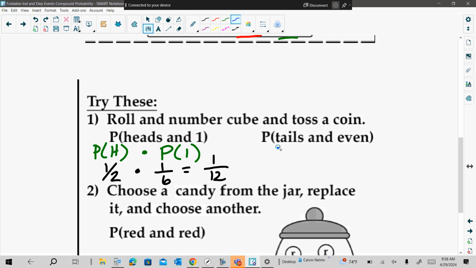All right, now we're doing probability of tails. So I'm going to put a T, and the probability of rolling an even, I'm going to put an E there. What's the probability of tails? 1/2. Yes. What's the probability of rolling an even? 3 out of 6. What does 3 out of 6 reduce to? 1/2. So the probability of tails and even is 1/4.